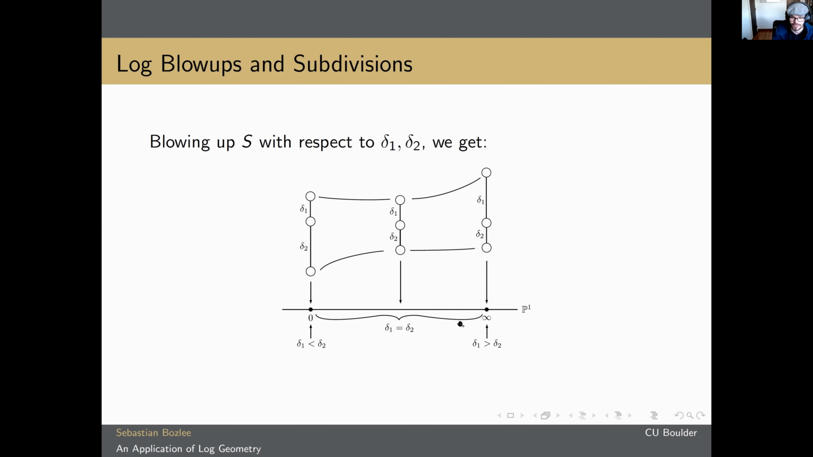Everywhere except for 0 and infinity, delta 1 will be equal to delta 2. And at 0, we're going to have delta 2 is bigger, and at infinity, we'll have delta 1 is bigger. I'm sort of illustrating it this way with the tropicalizations.